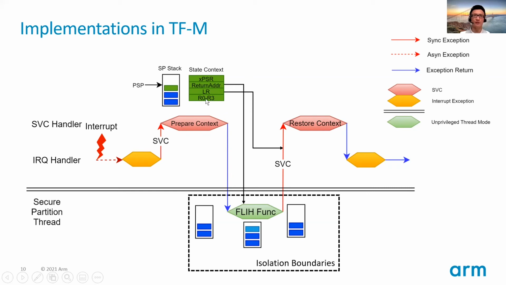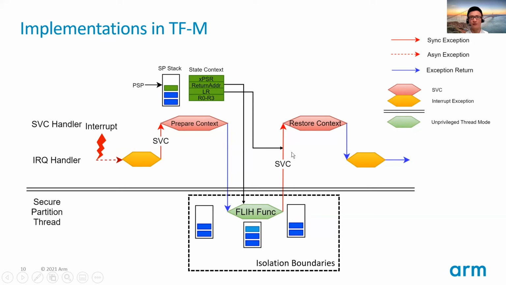So mainly it contains R0 to R3, which can be used as the parameters for the FLIH function. But the FLIH function actually does not have parameters, so they are set as 0. Then the link register is where the FLIH function will return to. So when the FLIH function returns, it returns to this link register.